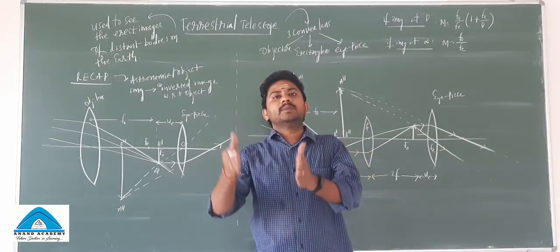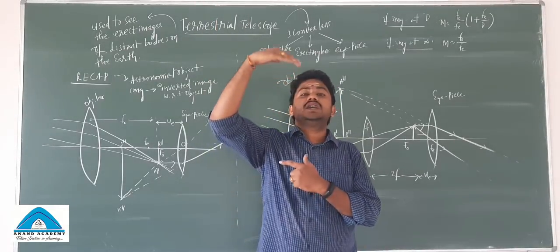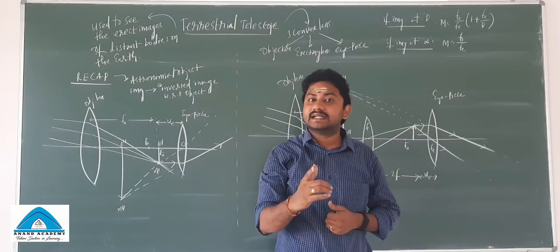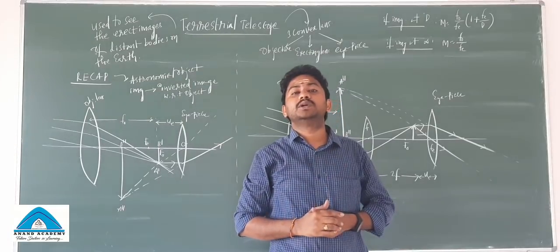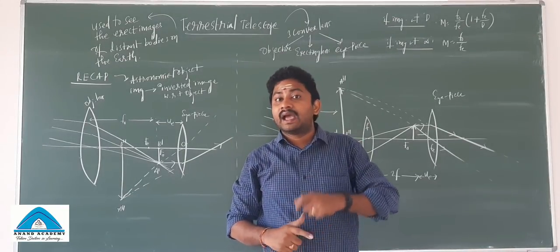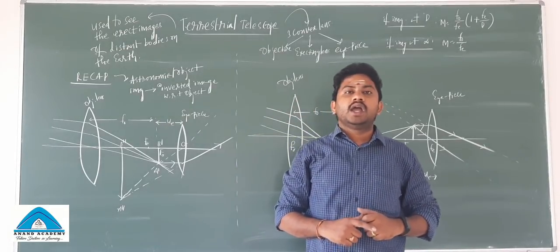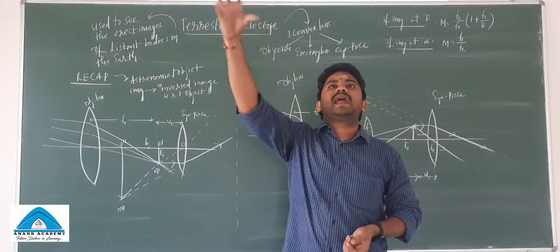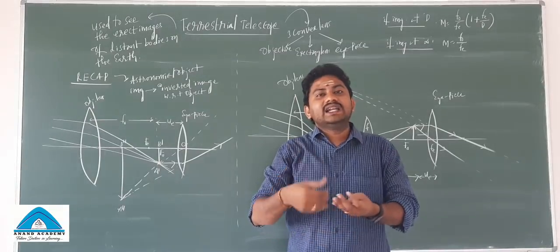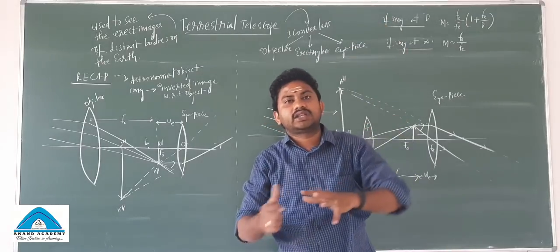We have used the astronomical telescope to see the celestial bodies, right? To see the planets and the stars which are at a far off distance. And the final image formed by the astronomical telescope, in the last class, was inverted with respect to the object. So if you are observing a planet, for example, which is almost spherical in shape, the final image you get is inverted. For a sphere, whether you get it as it is or inverted, there won't be much difference.